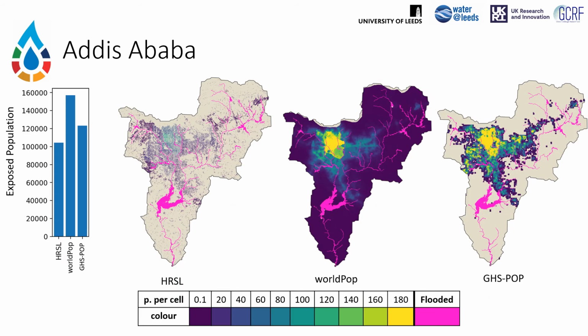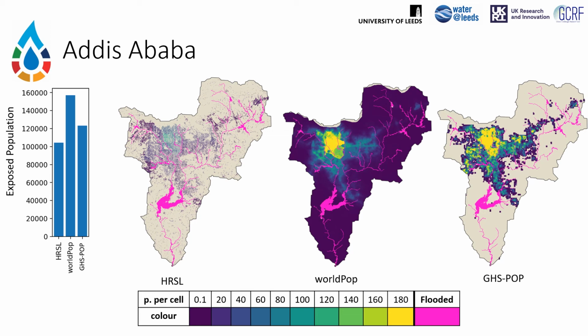So you can see that 3 population datasets all capture the city of Addis Ababa. The flood extent is shown in pink on the maps. If you look on the graph on the left, you can see that Facebook's high-resolution settlement layer predicts the least flood exposure, followed by the global human settlement population dataset, and finally WorldPop predicts the most exposure. So I can identify 2 reasons for the levels of disagreement here. Firstly, if you look at Facebook's high-resolution settlement layer map, the map on the left here, the high-resolution settlement layer is able to identify settlements at the building level.